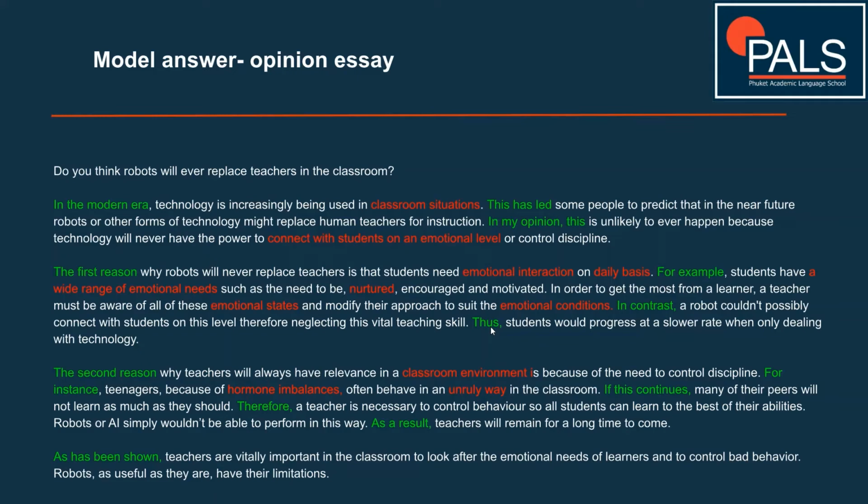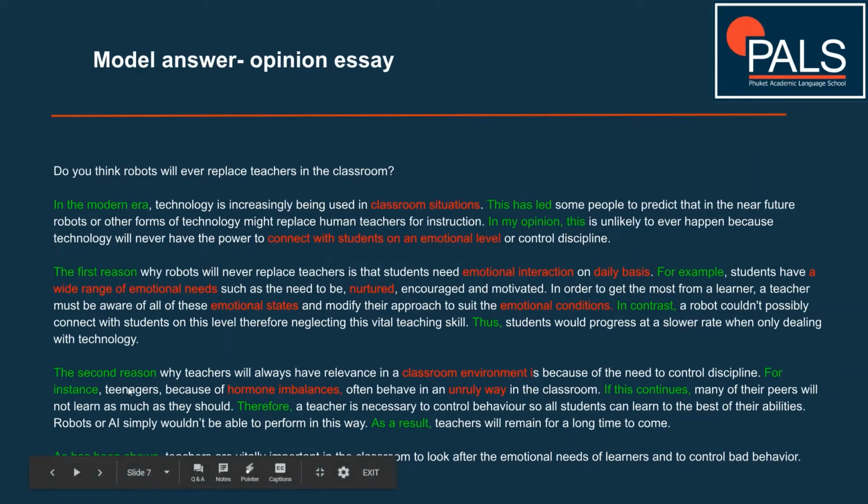Thus, students would progress at a slower rate when only dealing with technology. Okay, so we show here the result of a robot in the classroom. Students would actually learn at a slower rate. So we're arguing here that with a human in the classroom, students would actually progress at a quicker rate because humans can deal with these emotional needs of students and adjust their lessons accordingly. Okay, so that's body one, taken care of.